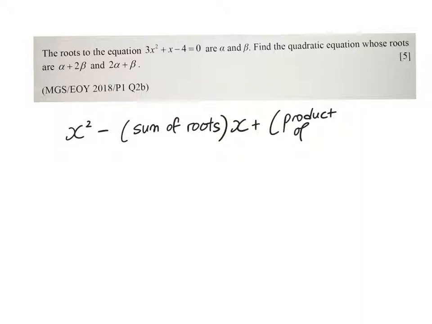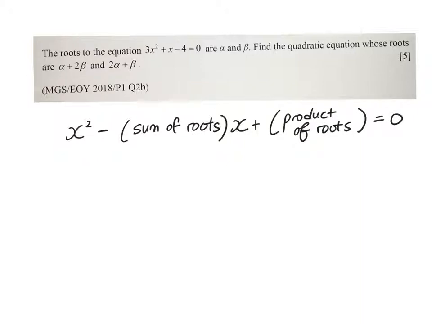So for this question, we are told the roots of the equation 3x squared plus x minus 4 are alpha and beta. Find the quadratic equation whose roots are alpha plus 2 beta and 2 alpha plus beta. We need to remember that x squared minus the sum of the roots multiplied with x plus the product of the roots will give us the original quadratic equation.